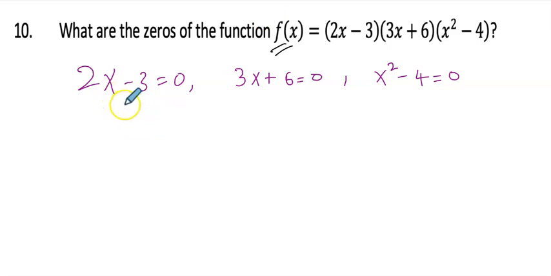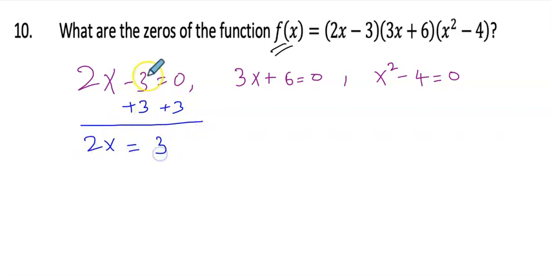How do you isolate this x? First step, add 3 on both sides, gives you 2x is equal to 3. Then 2 times x. So inverse operation, it is division to give you x is equal to 3 over 2. This is the first 0.